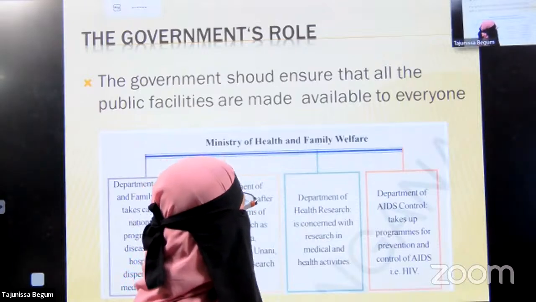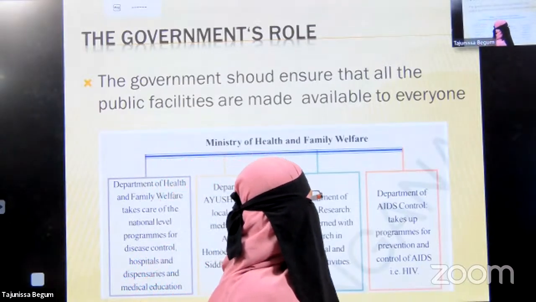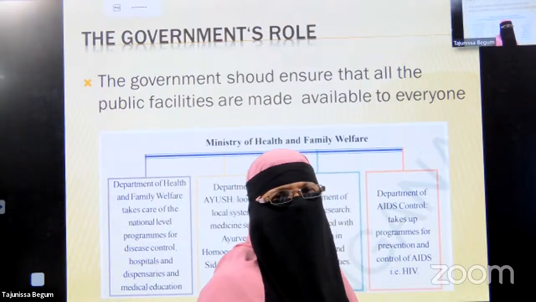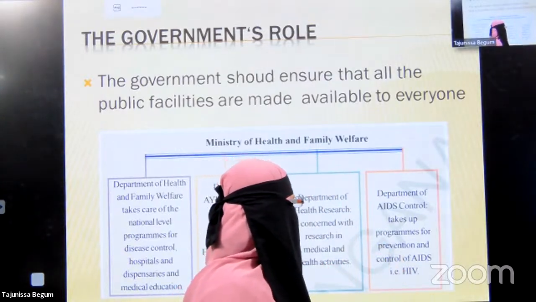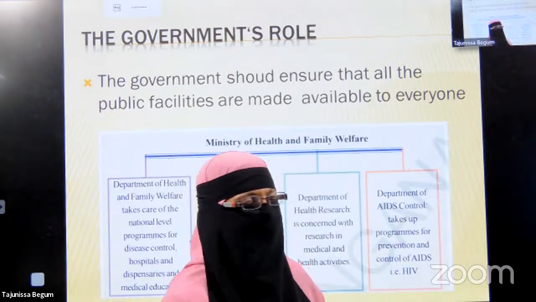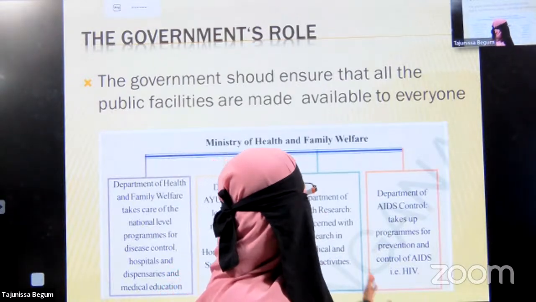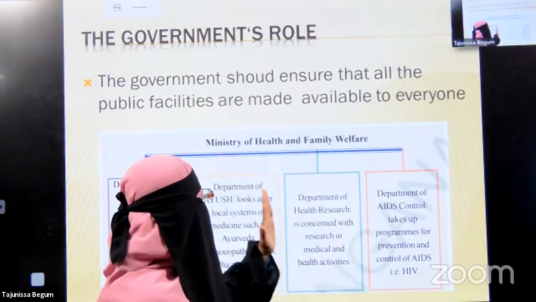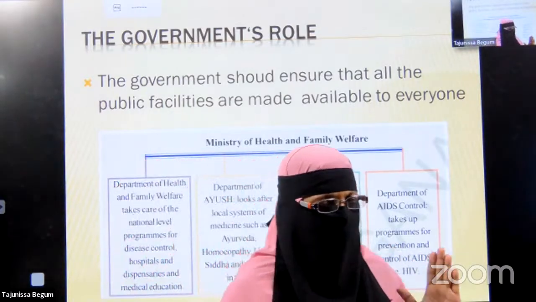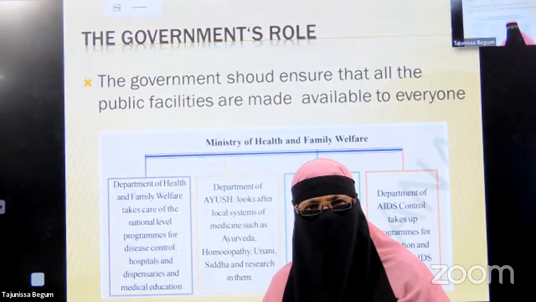Next comes the last one, the Department of AIDS Control. For the disease which has been spread by AIDS, that also is being researched, with a program for prevention and control of AIDS, that is HIV. So in this way, the Ministry of Health and Family Welfare is taking many departments under it and taking care of the medical field so that it can help all groups of people.